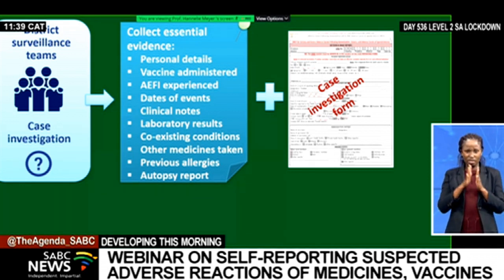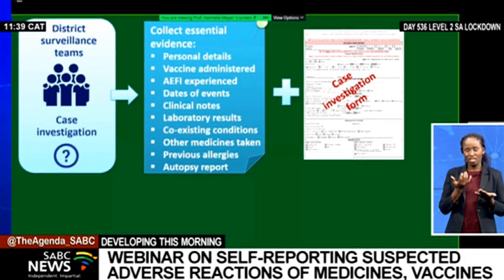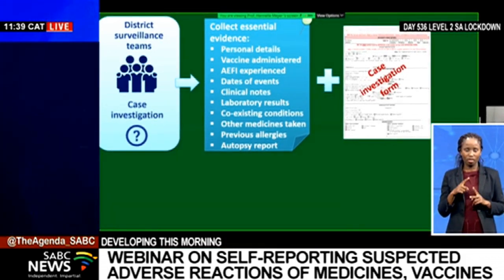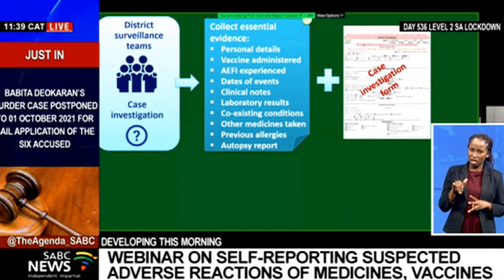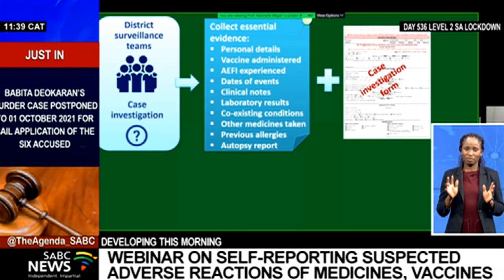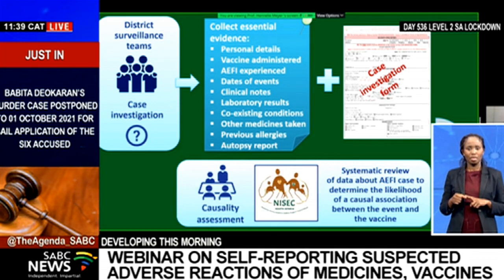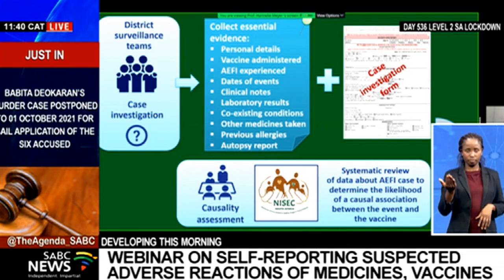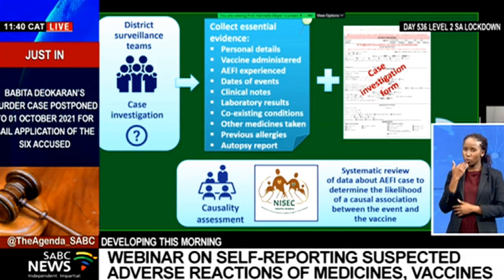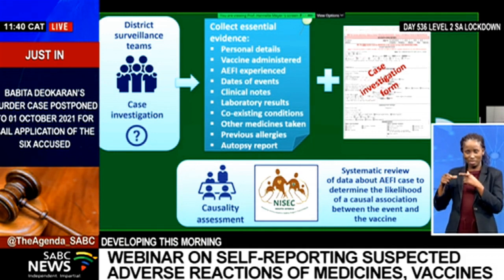So that could include, for example, laboratory results, clinical reports from the medical practitioner, which vaccine was administered, an interview with the vaccinator who administered the vaccine, an interview with the patient, and with the family if necessary. So when all information is available, when the whole case investigation has been concluded, then all the information is now sent on to the National Immunization Safety Expert Committee, and they are then responsible for doing the causality assessment.